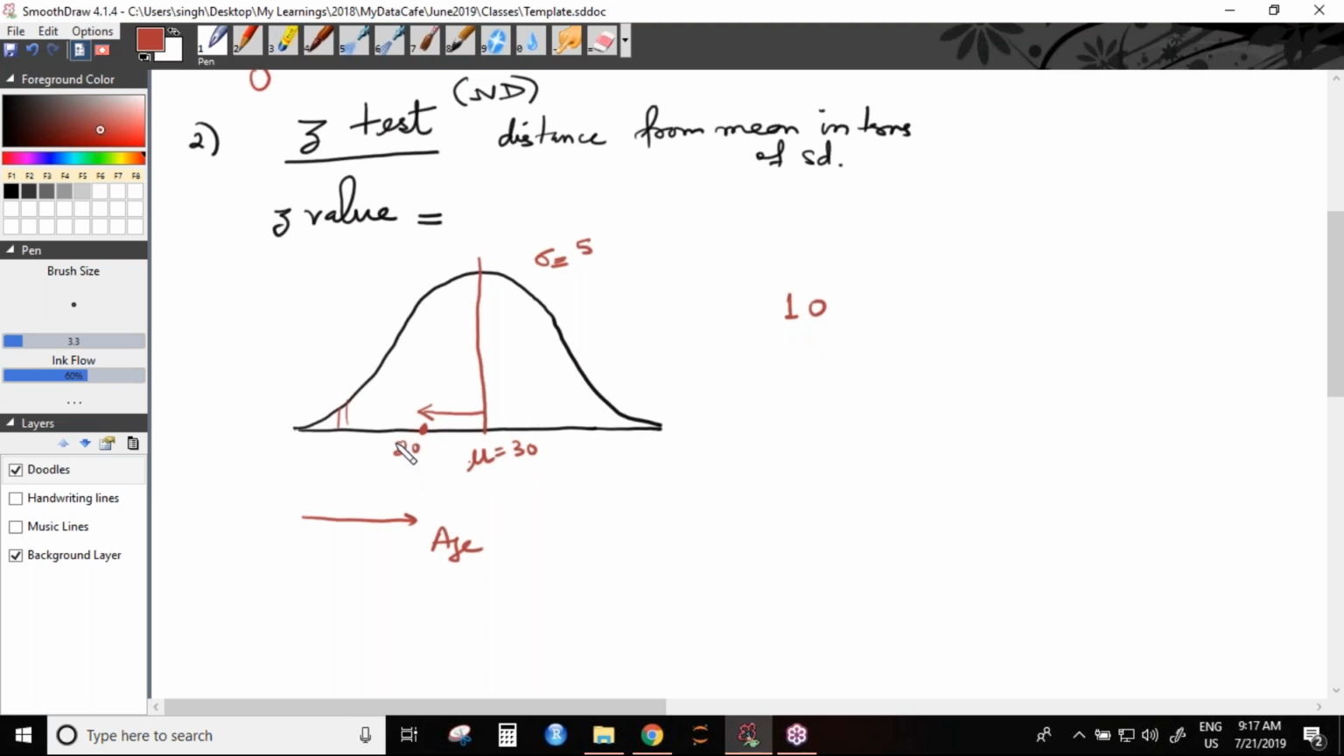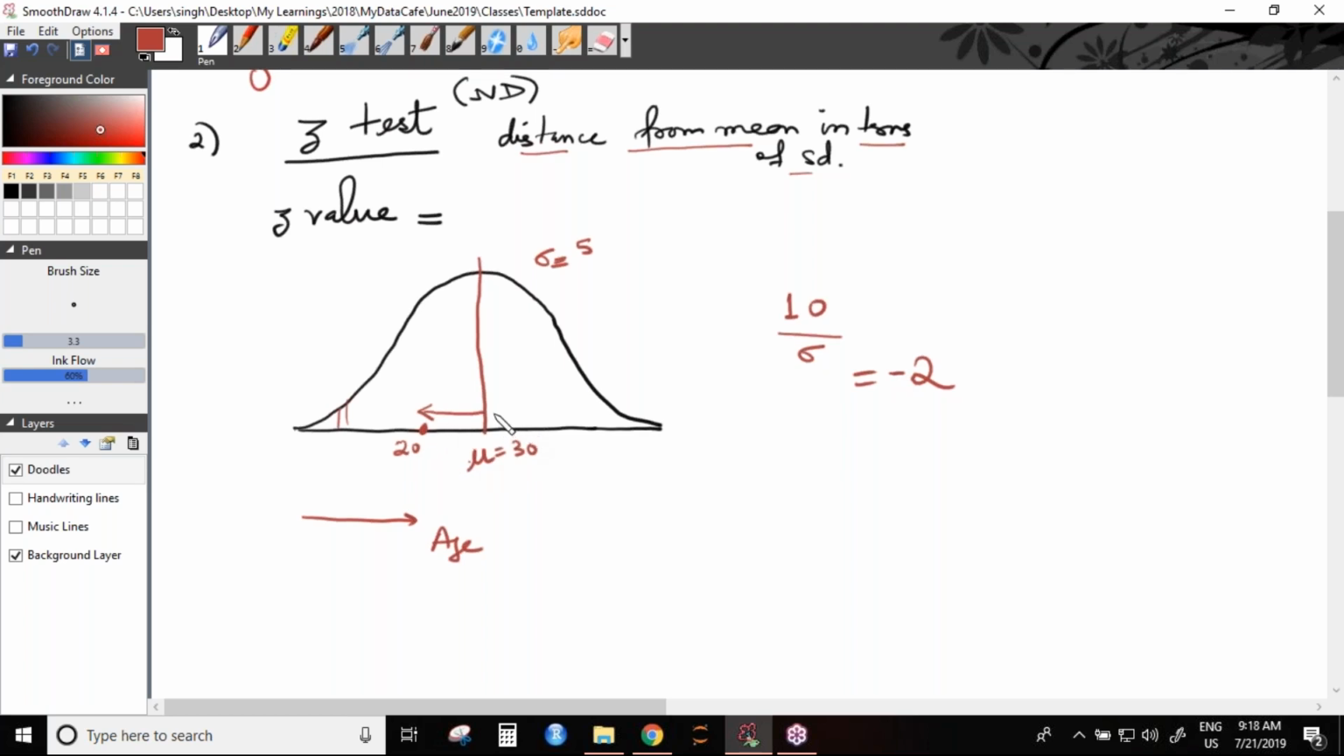Okay, the distance is 10 now, but I don't just need the distance from mean. I need it in terms of standard deviation. So now this value is how many standard deviations, I have to find that. So you know the standard deviation, just divide it by that, and you will know that this is 2 standard deviations. Okay, so this is 2 standard deviations from the average. Now since it is below the average, I will add a negative sign.